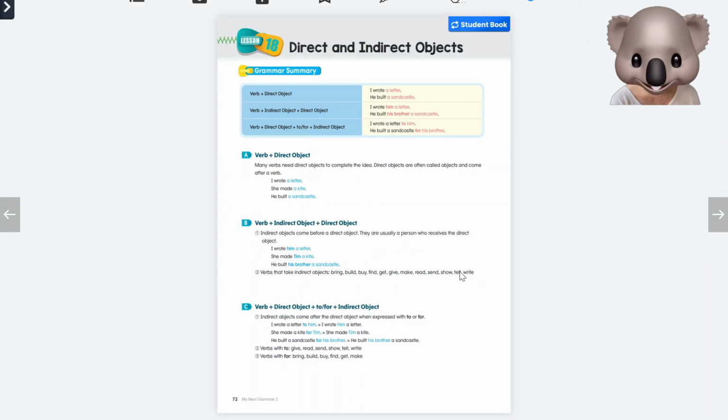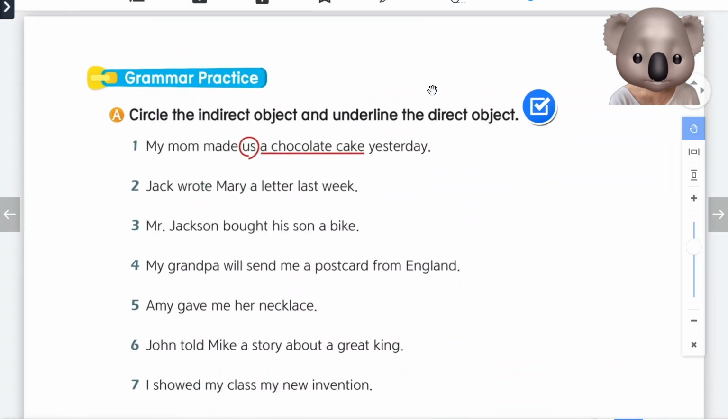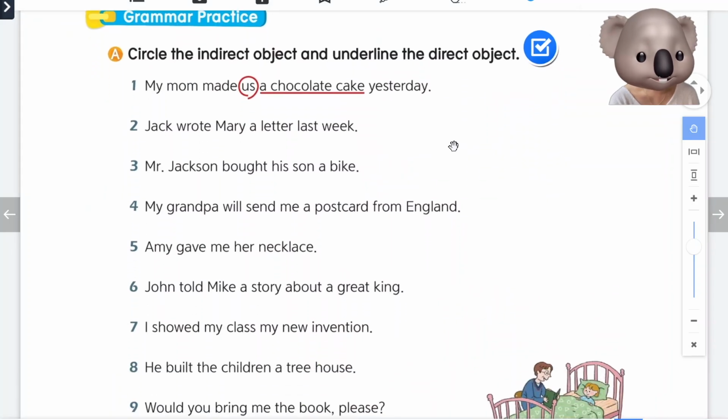If you're ready to get started with your homework, let's go! On page 73, the directions say to circle the indirect object, 사람, and underline the direct object. In number 1, we see my mom made us a chocolate cake yesterday. Remember, the indirect object 또는 사람에 대한 이야기는 동사 뒤에 나오고 direct object는 indirect object 뒤에 나와.